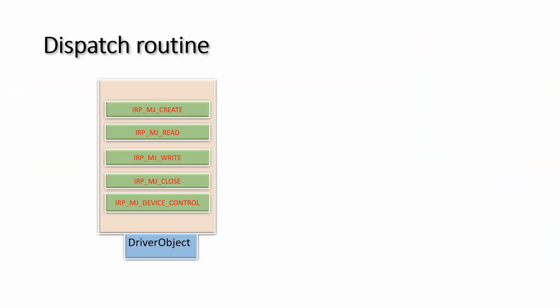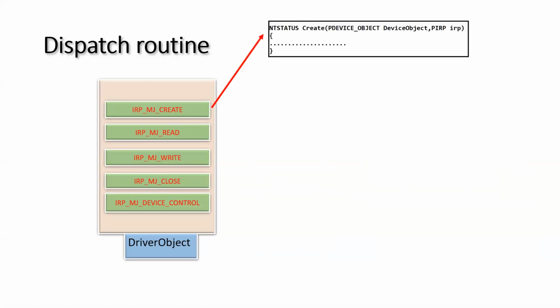Now, what do the dispatch routines look like? Dispatch routines are part of the driver object, and they point to functions like IRP_MJ_CREATE, which may point to a function that can be implemented by the programmer, and the name of the function is Create. Remember, this name Create is provided by the programmer. So the programmer can put any name here.